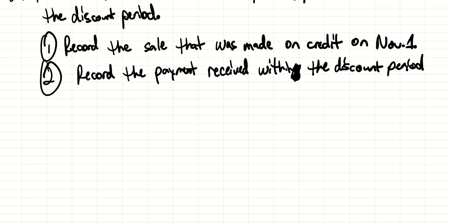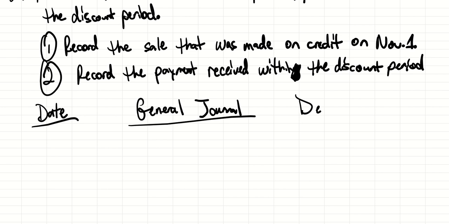So let's first start off with this portion of it before we get into how to record the returns that occurred. Setting up the general journal here, I'm not going to worry about the transaction number, date, general journal, and debit and credit.